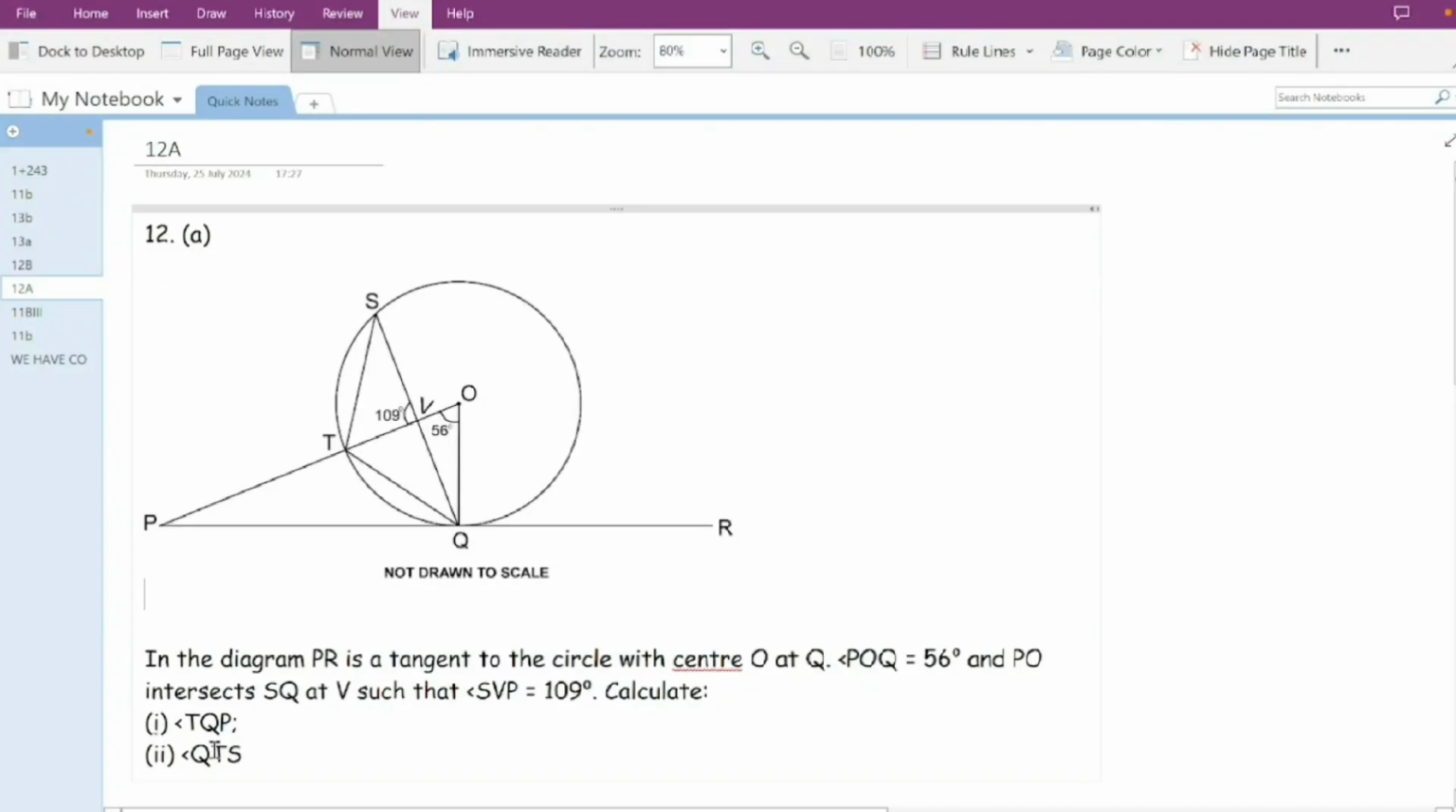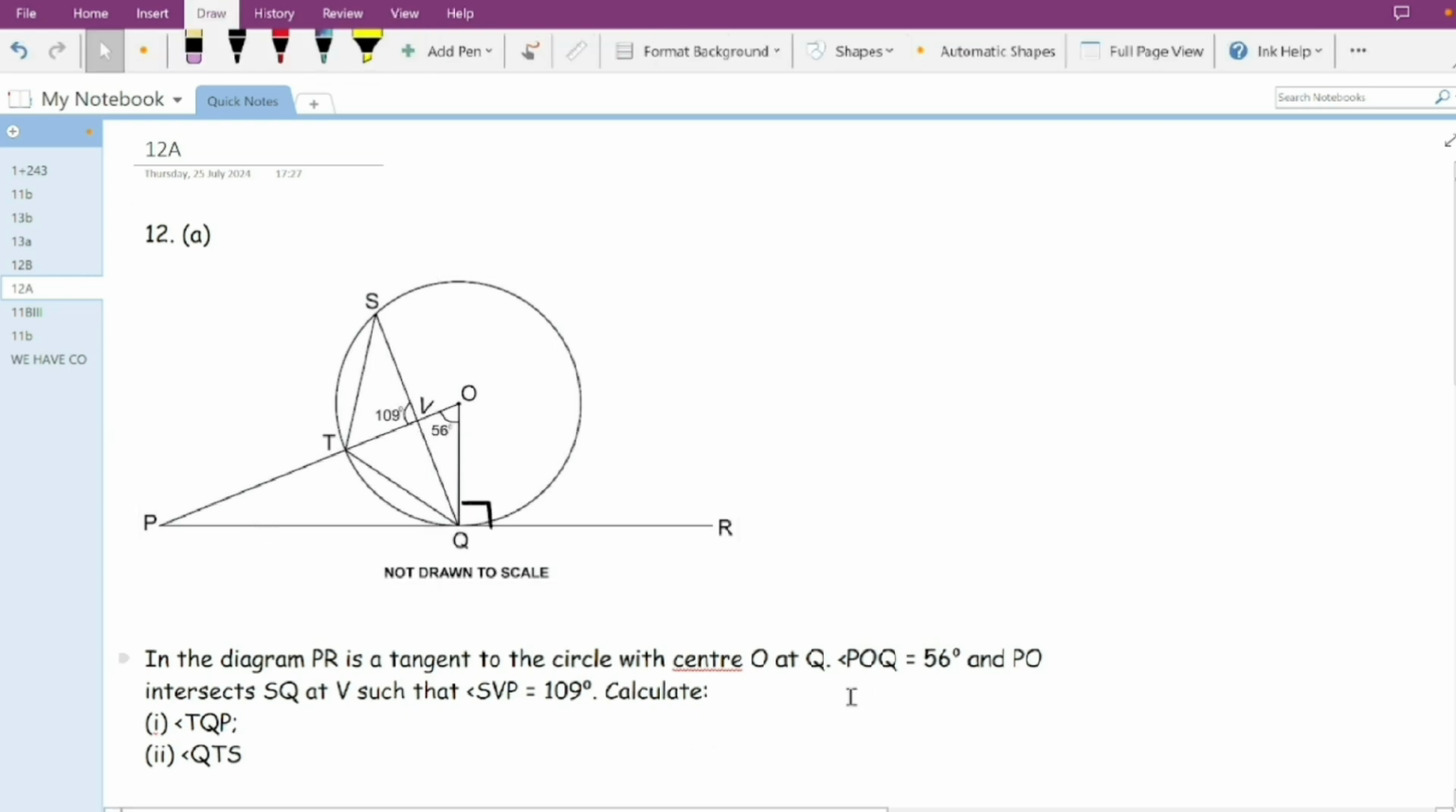Question 12a. In the diagram, PR is a tangent to the circle with center O. That's this line PR. It's a tangent to this circle with center O. At Q, that's at this point, it meets the circle at this point Q. This says something about a line from the center of the circle that hits a tangent: it makes a 90. That should be noticed first.